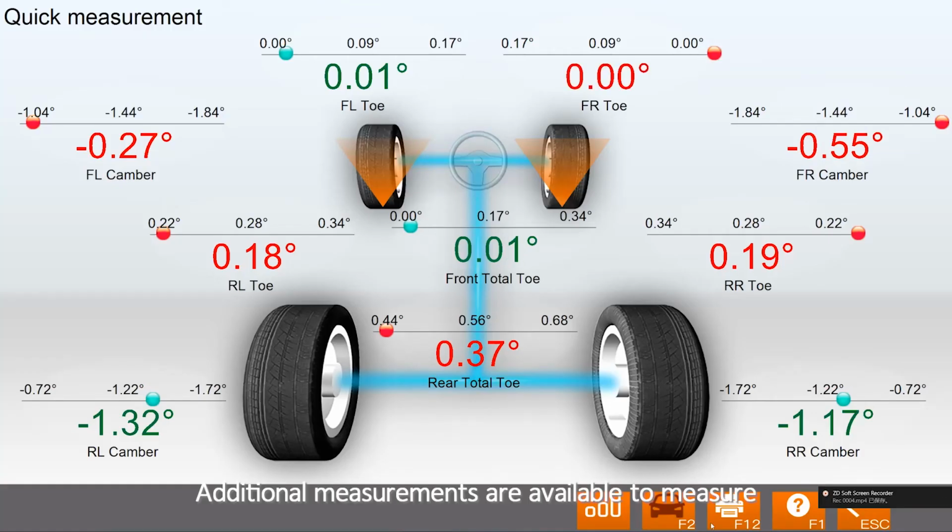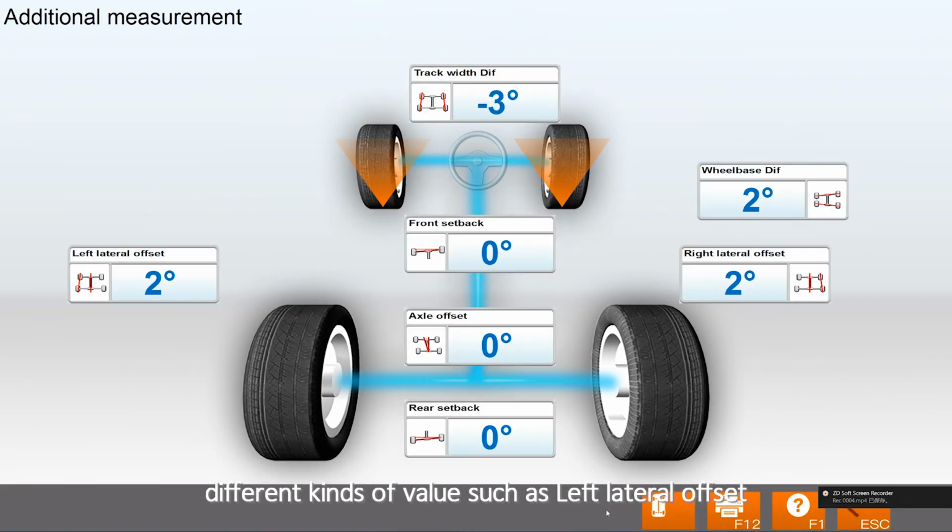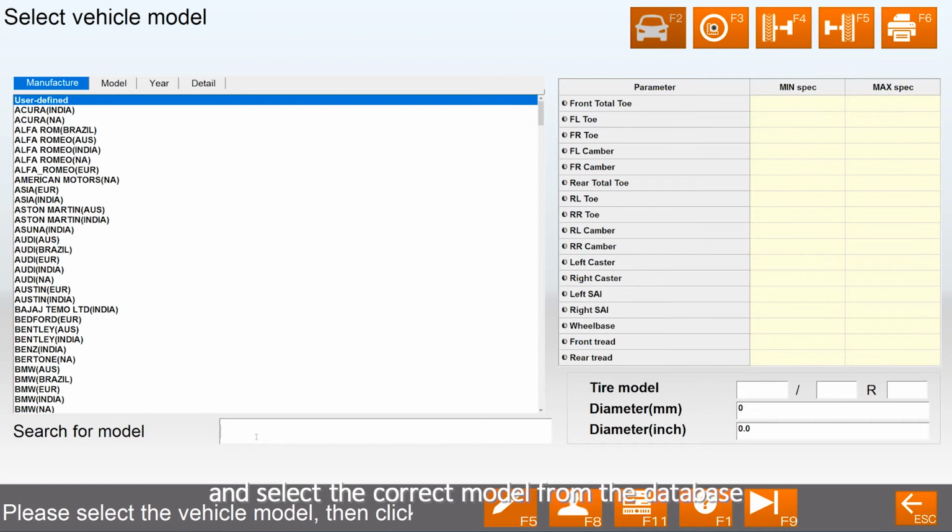Additional measurement. Additional measurements are available to measure different kinds of value, such as left lateral offset, right lateral offset, axle offset, front setback, rear setback, etc. Standard measurement. Get access to the model page and select the correct model from the database.